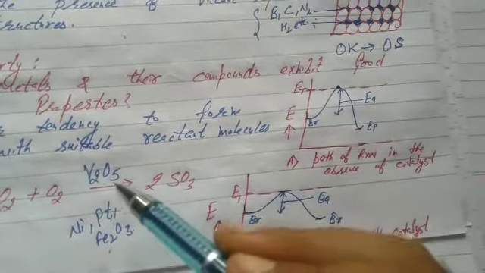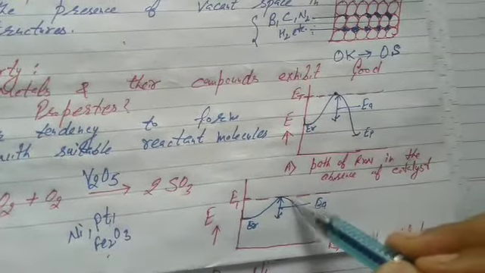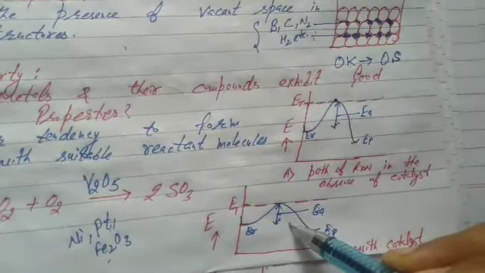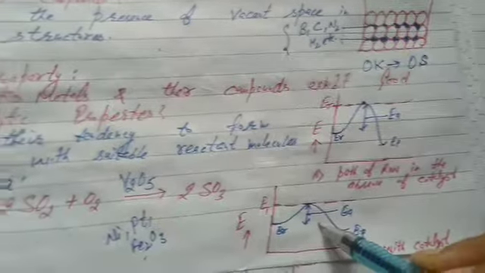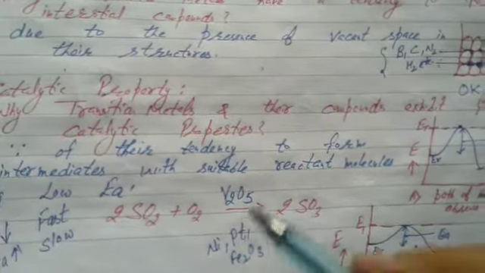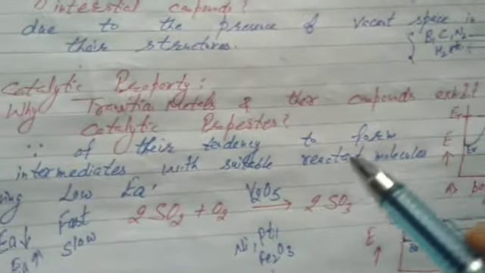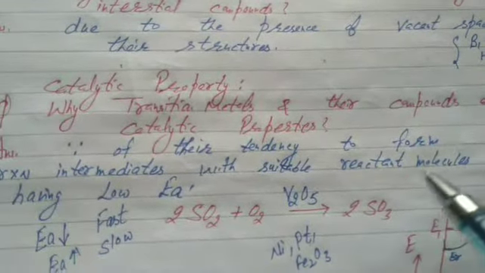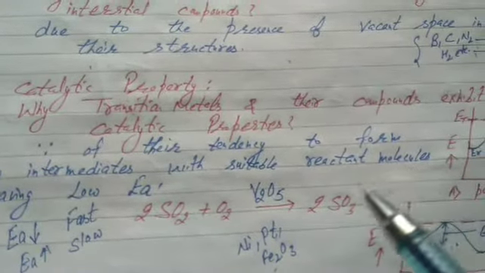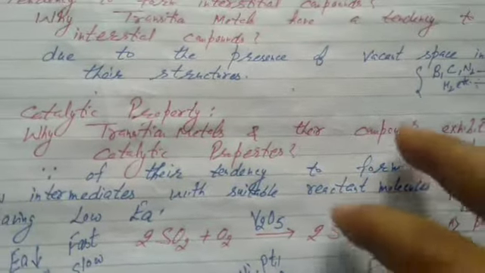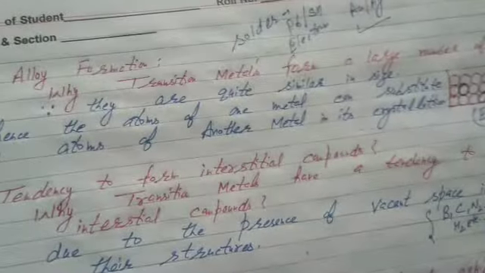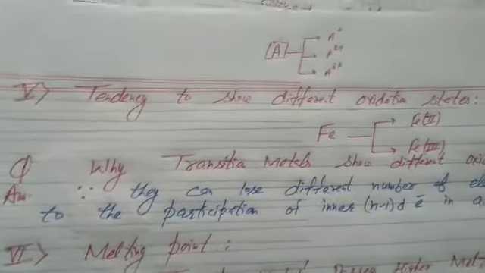Now it is clear when we use catalyst, the amount of activation energy is less. Less activation energy means fast reaction. Why do transition metals and their compounds exhibit good catalytic properties? Because of their tendency to form reaction intermediates with suitable reactant molecules having low activation energy. In the same way, the question may be, why does V2O5 act as catalyst? You have to mention the same.